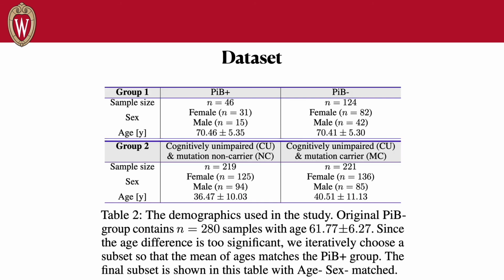We apply our method on two datasets, the ADRC, which uses PIP positive and PIP negative as the biomarker, and DIAN dataset, which cares about the gene mutation carriers versus non-carriers, to study autosomal dominant AD. All participants are cognitively healthy.